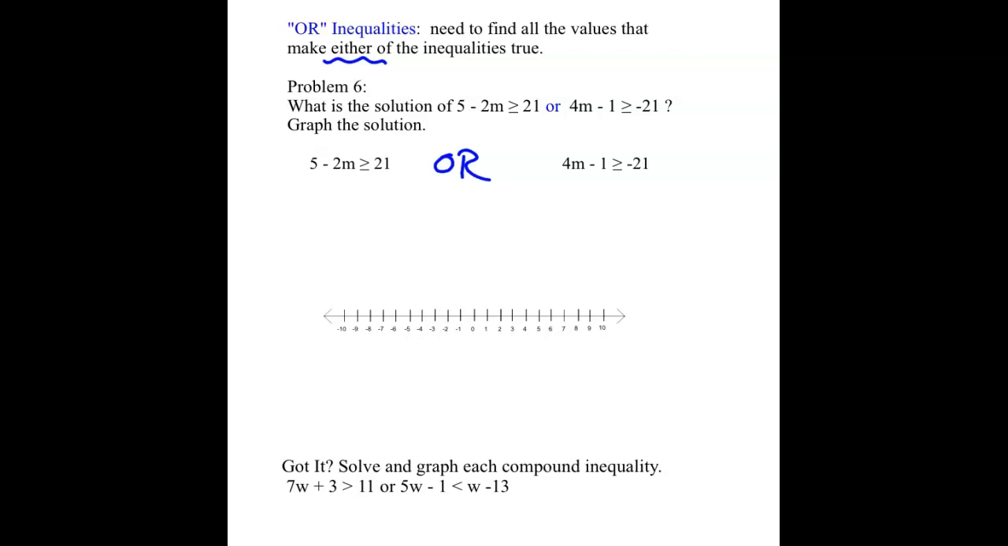So let's start solving the one on the left. I'm going to subtract 5 to undo that positive 5 that's there. 21 minus 5 would be 16. I am going to have to divide by a negative 2. So I'm going to have to reverse my inequality. So m is going to have to be less than or equal to negative 8. Or, for the second one, we're going to add a 1.